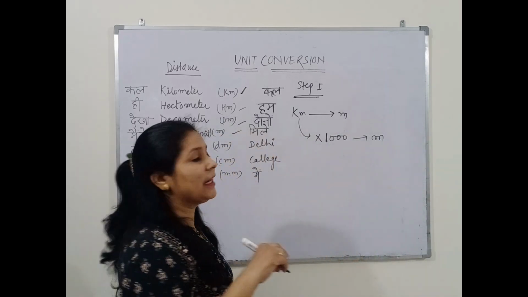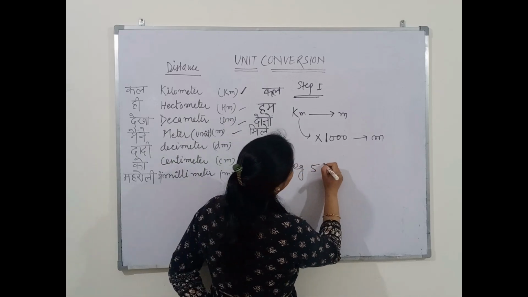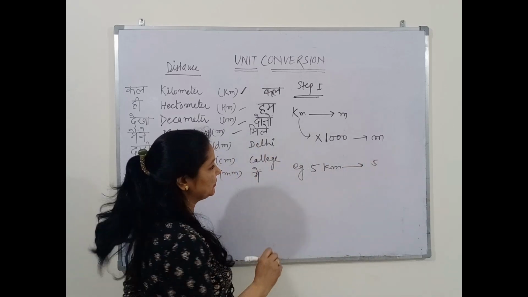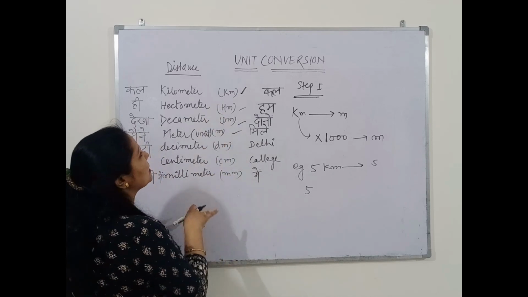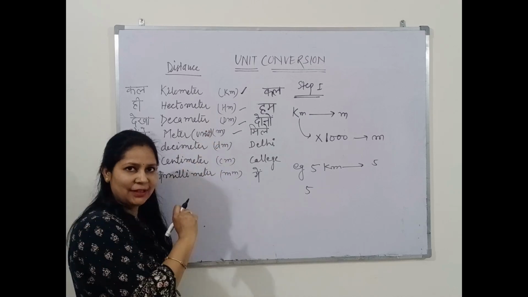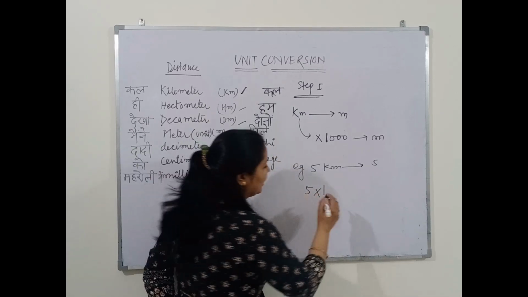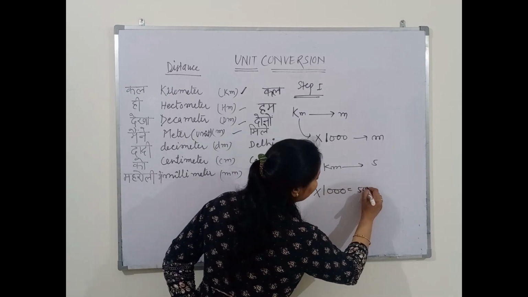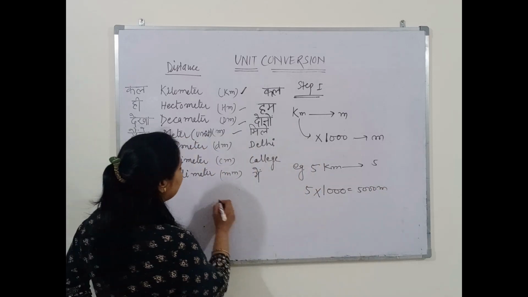Now we'll again understand with the help of an example. Suppose 5 kilometer into meter. Then 5. When we convert into meter, how many steps will go down? 1, 2 and 3. 3 steps. Then multiply by 1. 1 is default. Then how many zeros? 1, 2 and 3. It's 5000 meter.